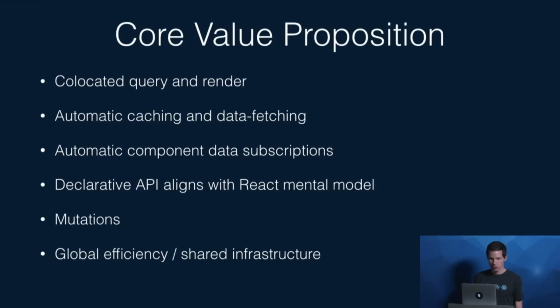Also mutations. So again, optimistic mutations allow us to get really, really great responsiveness. So user taps something and they see immediate feedback, and yet we can have a much more complicated process to go and correctly update the server and get more data back. And finally, global efficiency. So this is, Relay as a framework allows us to make an improvement in one place and see benefits across multiple applications. And so that's been really powerful.